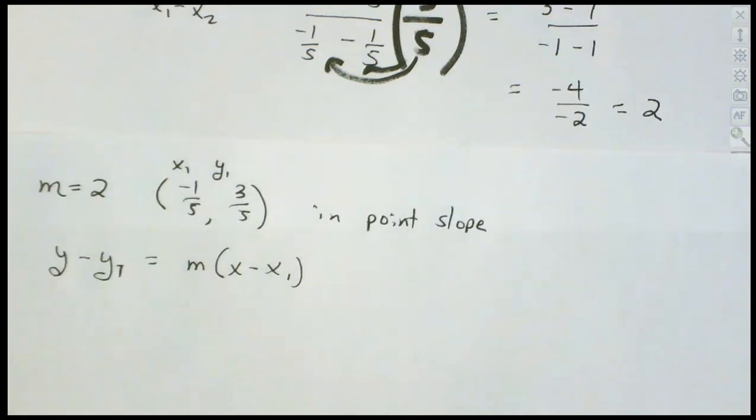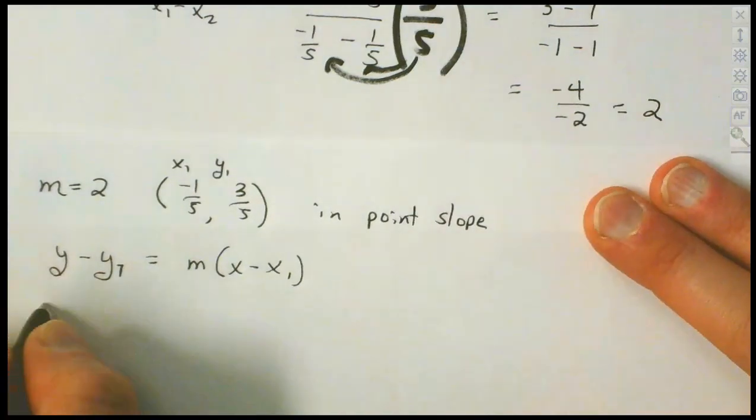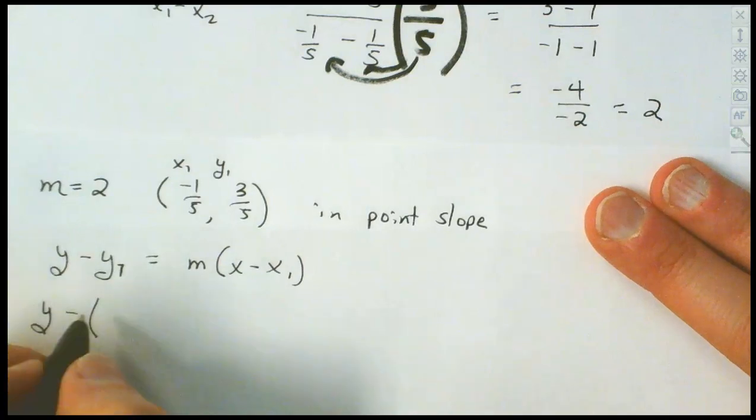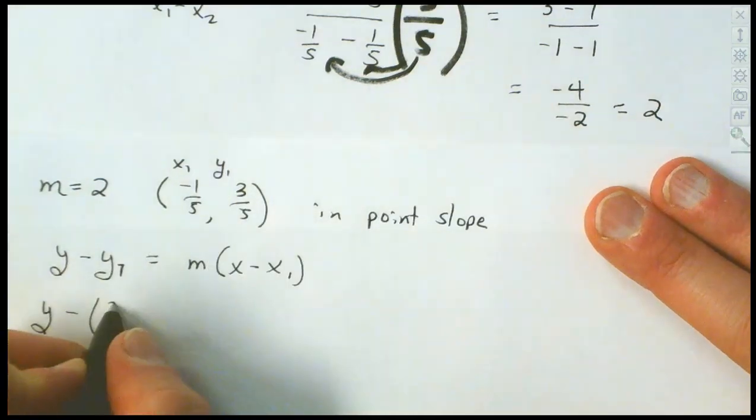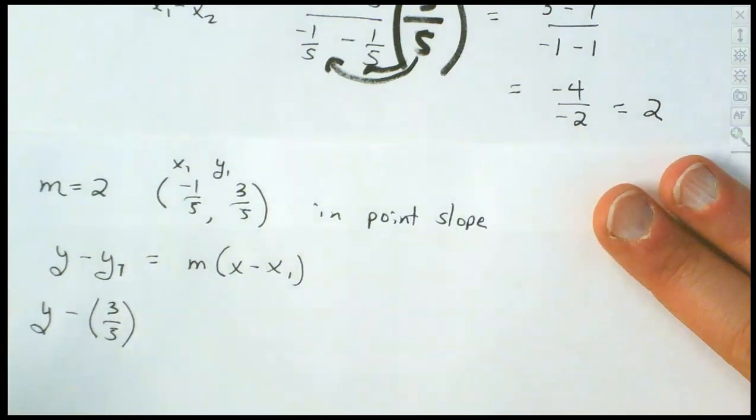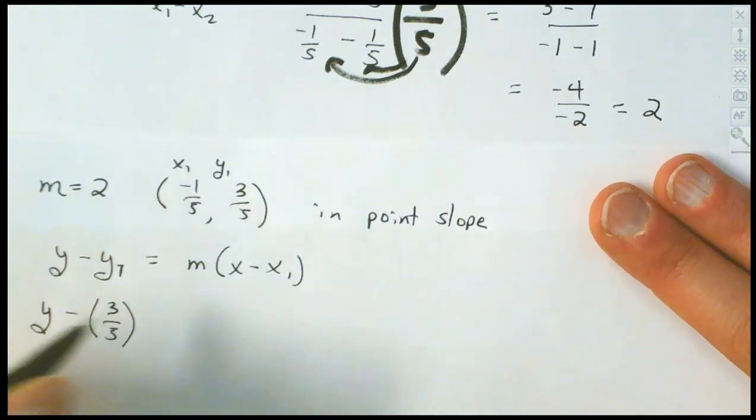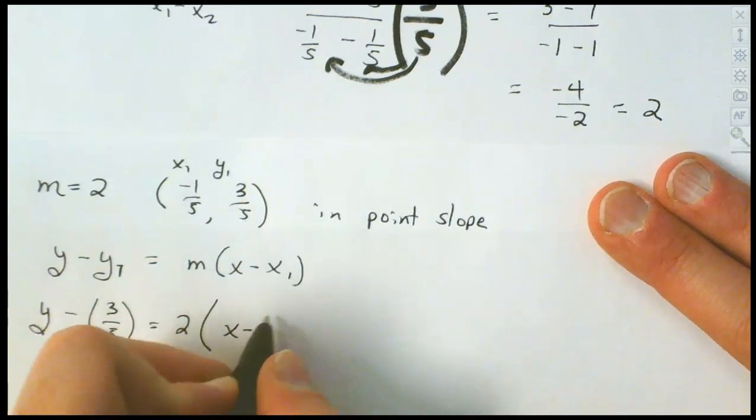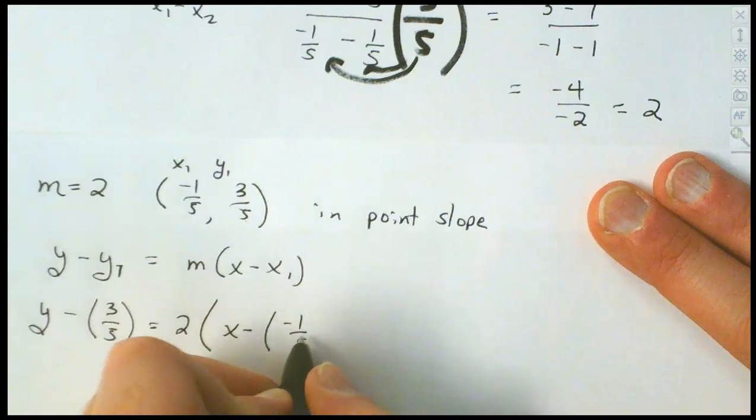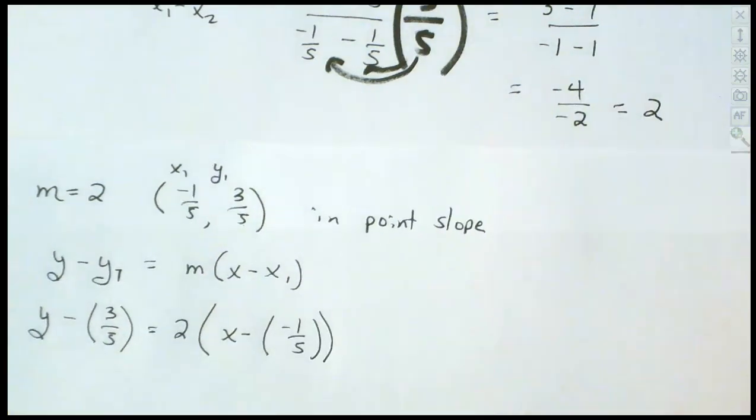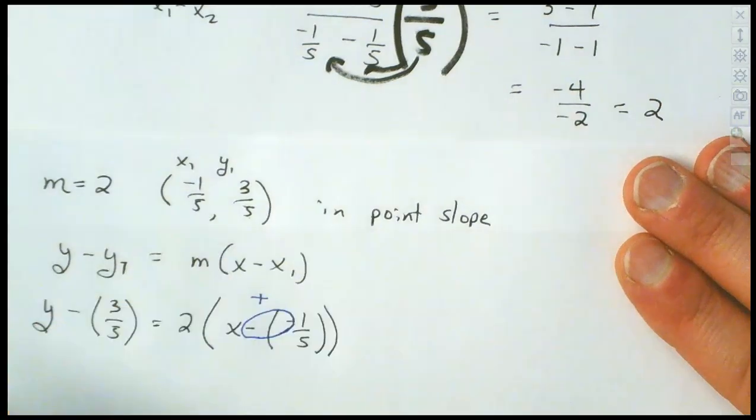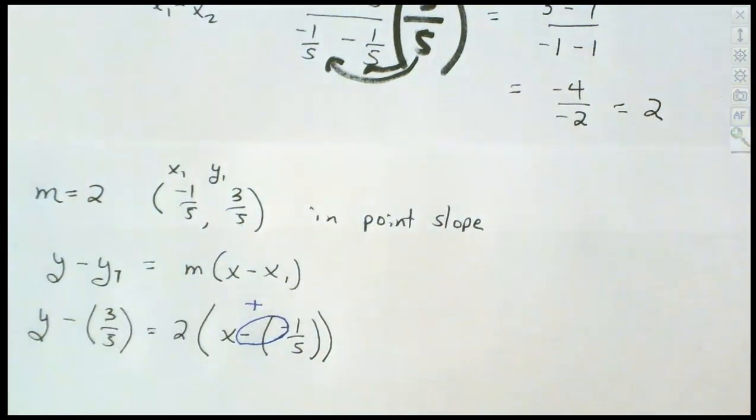So now we need to plug our values in. And that's going to be y minus 3/5 there. So we can keep that, and put parentheses around it if you want to. Just be careful with the negatives. And that's going to equal then 2 times x minus a minus 1/5. And we know the double negative here is going to make this positive. And we'll go ahead and distribute this through.